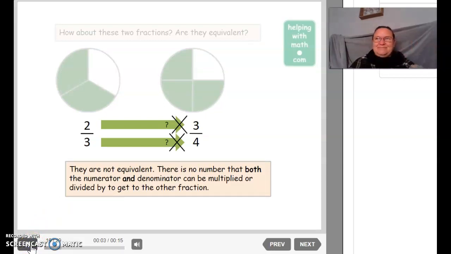They are not equivalent. There is no number that both the numerator and the denominator can be multiplied or divided by to get to the other fraction.